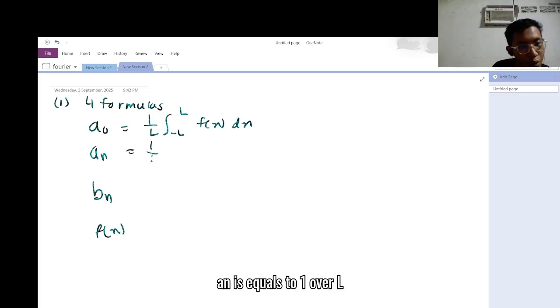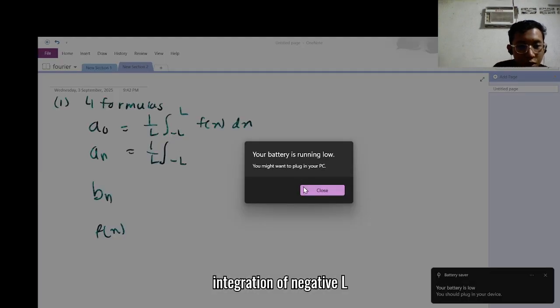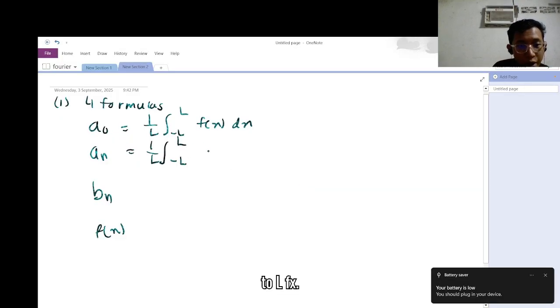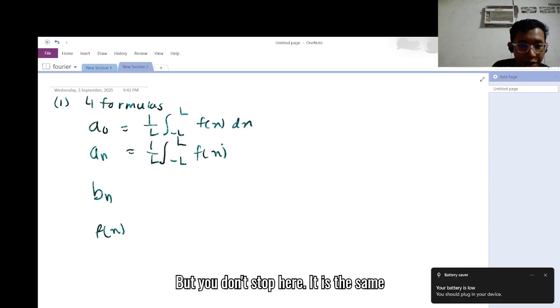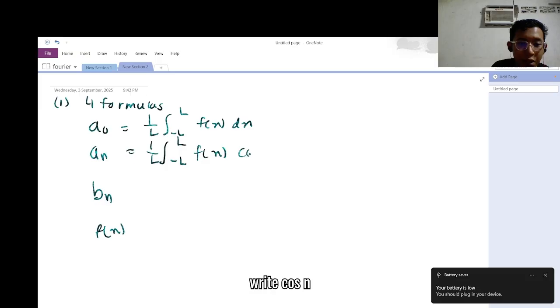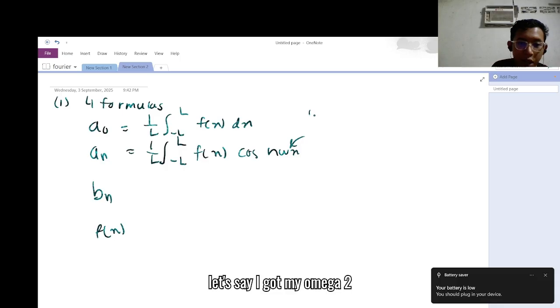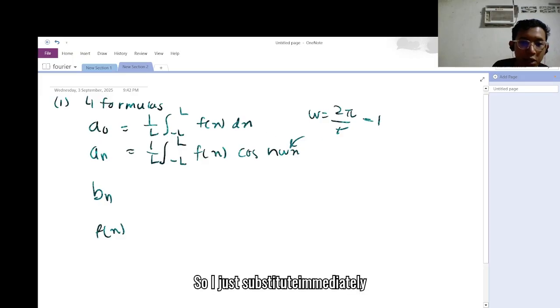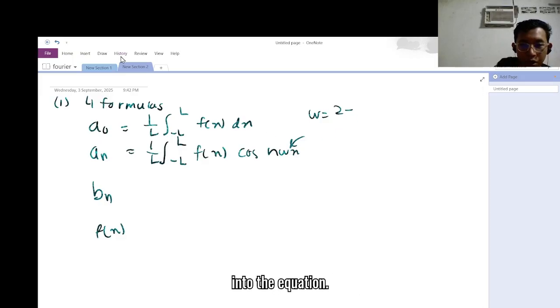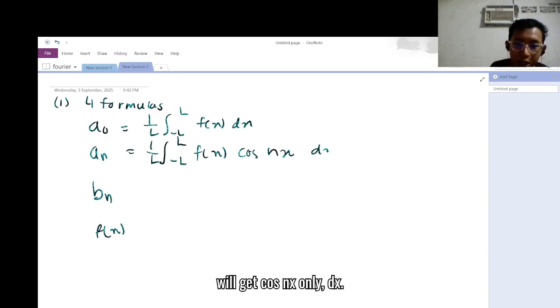An is equal to 1 over L integration from negative L to L of fx, but you don't stop here. It's the same as A naught, but you don't stop here and you just write cos omega x. Usually we find the omega. Let's say I got my omega as 2 pi over T and I got it as 1, so I just substitute immediately into the equation. So if omega is 1, I will get cos nx dx.